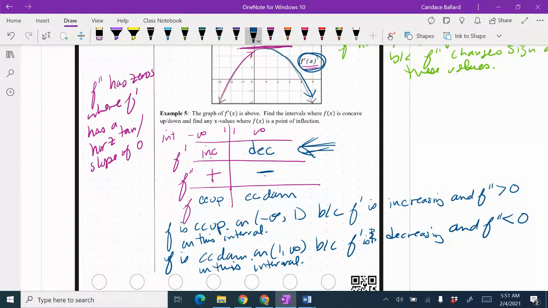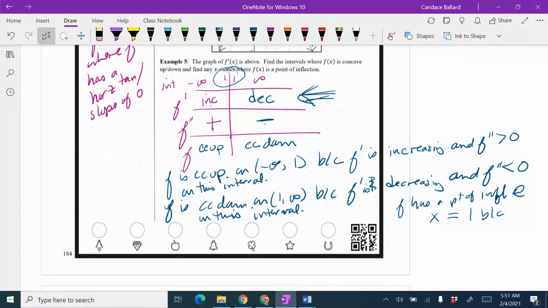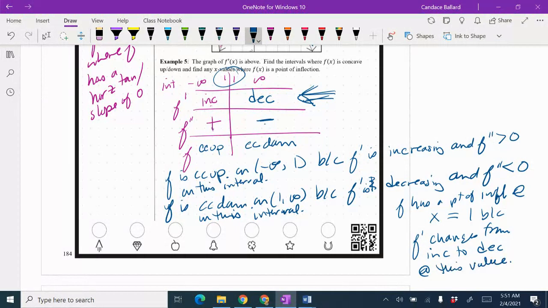And then we're going to talk about the point of inflection, which there's definitely a sign change at 1. So f has a point of inflection at x equals 1 because, again, you have to go back to the first derivative. Because f prime changes from increasing to decreasing at this value, because your explanation has to be based on what you're originally given.